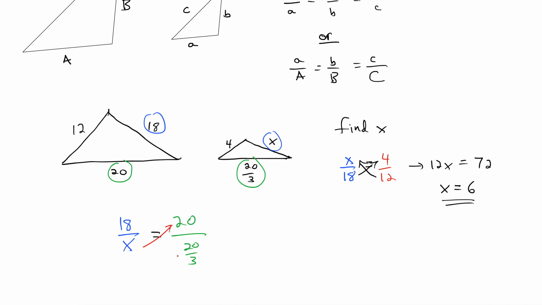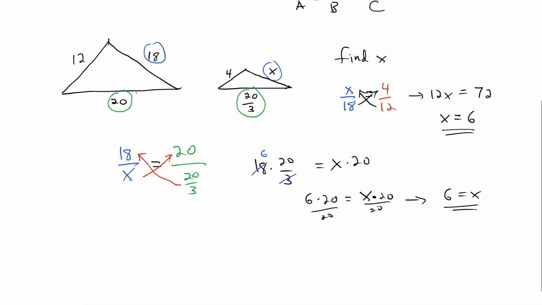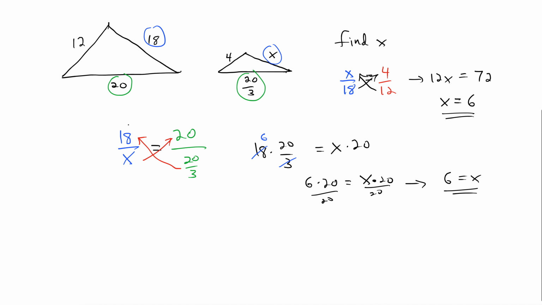Let's cross multiply. So I'll go up like that and up like that. We have 18 times 20/3 equals x times 20. Let's simplify: 18 divided by 3 leaves us with 6. So we have 6 times 20 equals x times 20. If we divide both sides by 20, we get 6 equals x again. Much different path, but we got to the top of the same mountain. So there's a lot of versatility with similar triangles. You can see why they'd be useful in solving word problems, and as you go forward with your studies, you'll be surprised at how many word problems you can solve with similar triangles.